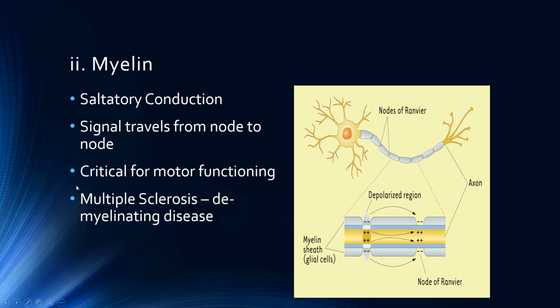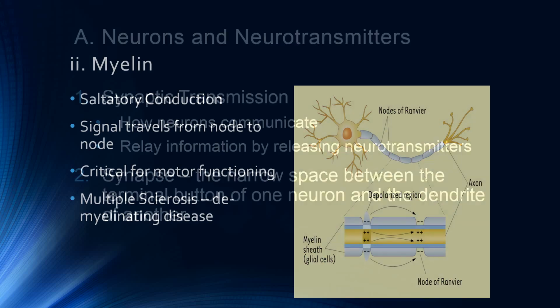And as I was saying, this is critical for motor functioning. And multiple sclerosis is a demyelinating disease. For some reason, the immune system attacks the myelin sheath and starts breaking it down.